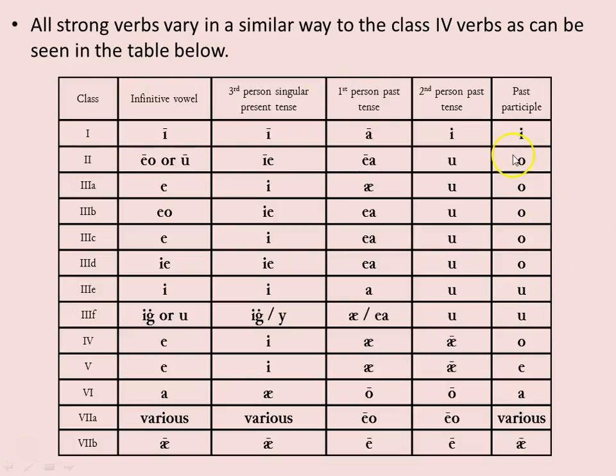Now the table of patterns for all the seven classes in the strong verb category is listed here. You notice there are some subcategories, like in class 3 you've got A, B, C, D, E, F, six subcategories. And class 7 verbs have two subcategories. So if you follow this pattern through, you'll see how they change. And notice they all change. The infinitive is listed, then the third person singular present tense, first person past tense, second person past tense, past participle. And because they all follow this pattern, they can be classed as strong verbs within each of these categories.